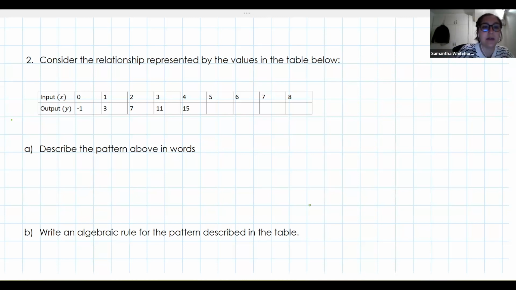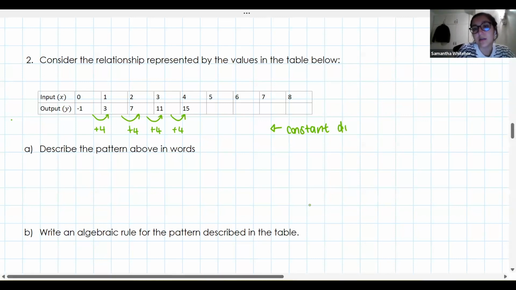Good, grade 8s, well done. So what we can see is that each time we are adding 4 from one output to get the next output. So again, what we have is a constant value. So again, this is called a constant difference. Yes, we are adding, but we still call it a constant difference.